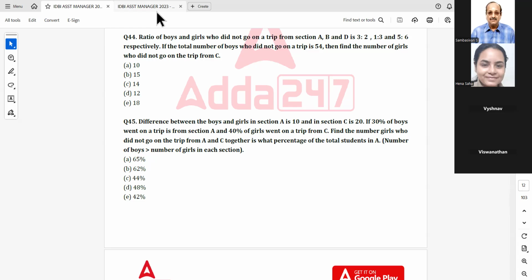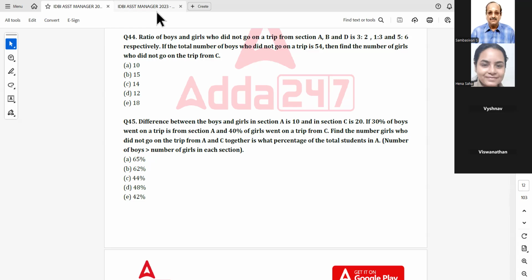30% of boys only go on the trip. That means 30 people did not go on the trip. Girls did not go on a trip from A. And from section C, out of 28, some have gone. So 12 people did not go. So totally 42 girls did not go. But they are asking, what is the percentage of this figure to total students in A? So 42 is what percentage of total students in A?